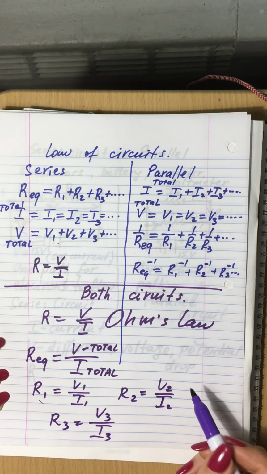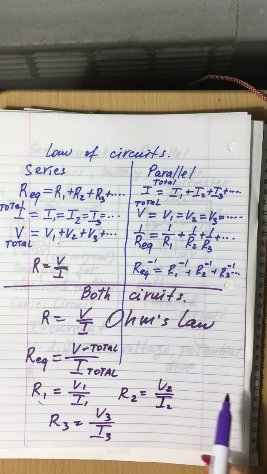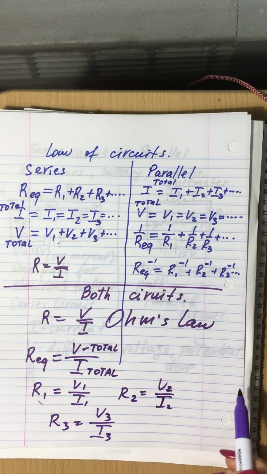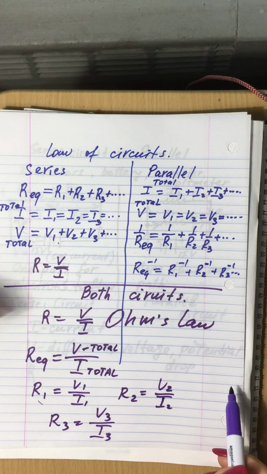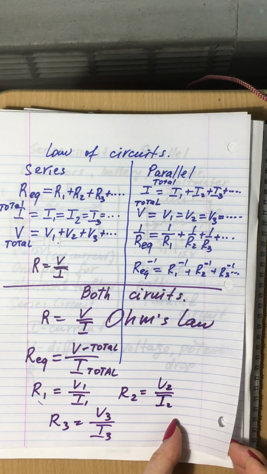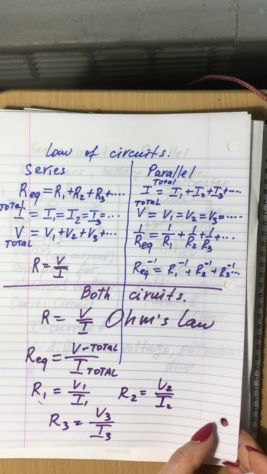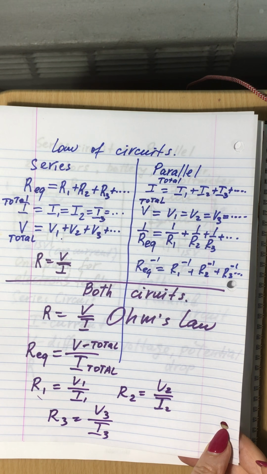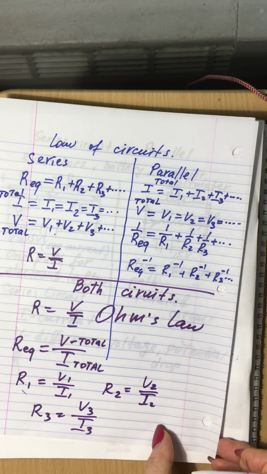But what do you need to keep in mind? That R, V, and I is supposed to correspond to the same resistor or resistance, or if it's equivalent, that's supposed to be equivalent, total, total. So if you keep this in mind, it would be much easier to solve the problems. So we're not going to practice today, but in the next video I'll show you how to apply these laws, to use these equations and solve questions for different type of circuits.